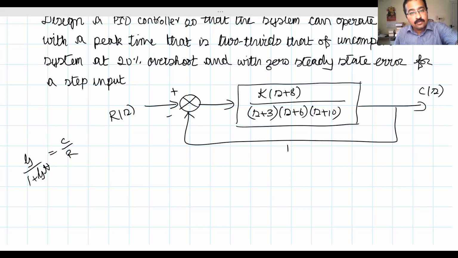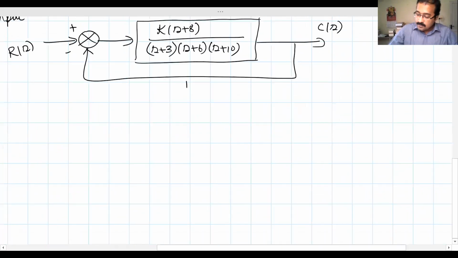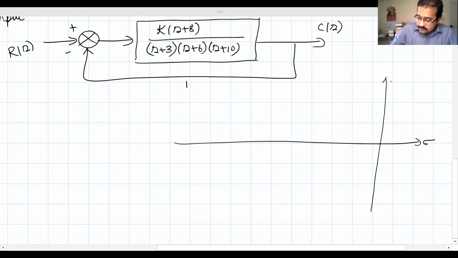So let us start with the root locus for this plant. This is the s plane, sigma j omega. Whenever you draw the root locus, keep in mind to mark the x-axis and the y-axis quantities. Simply drawing two perpendicular lines doesn't have any meaning unless you define the quantities on the axis. So this is the s plane, sigma j omega axis. The poles are at -3, -6, -10, and we have a zero at -8.